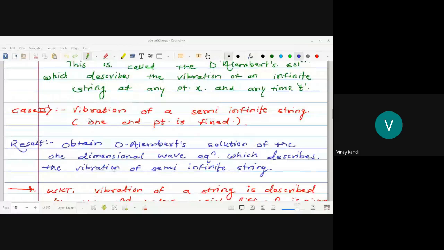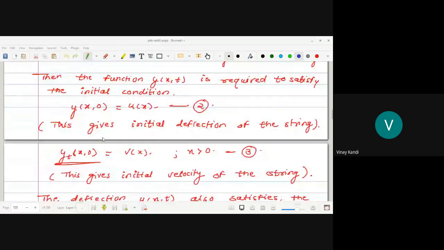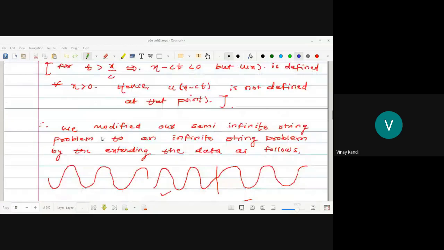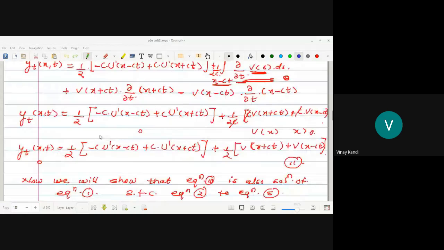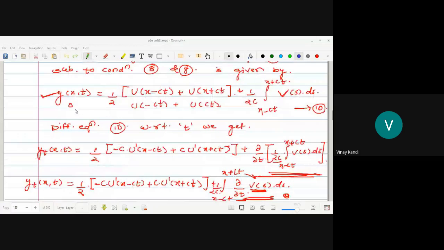Now in the second case, we saw the vibration of a semi-infinite string, where one endpoint is fixed. For this, the solution of the string is given by equation number 10: y of x is equal to 1 upon 2 into u of x minus ct plus u of x plus ct, plus 1 upon 2 into the integral from x minus ct to x plus ct of v of s ds.